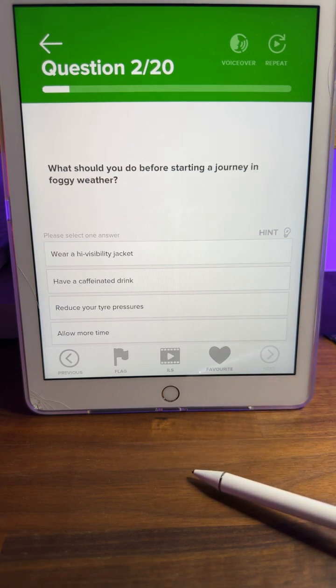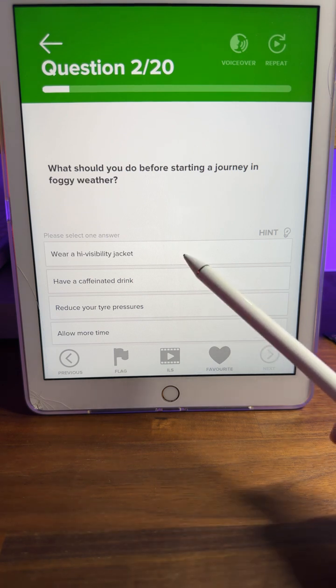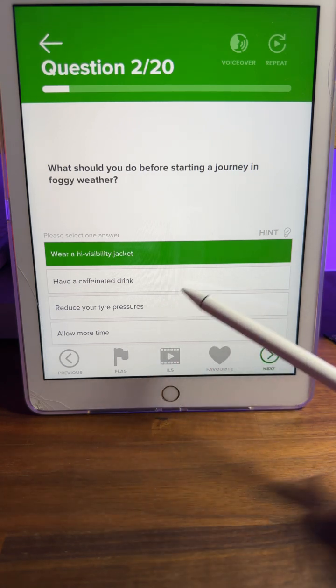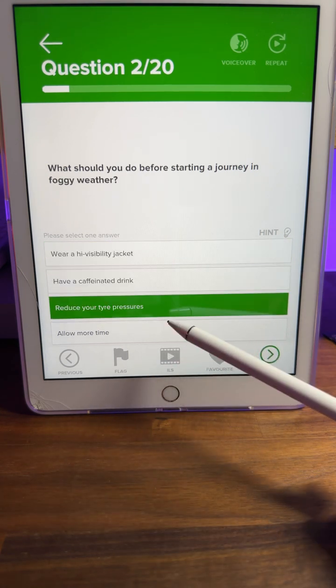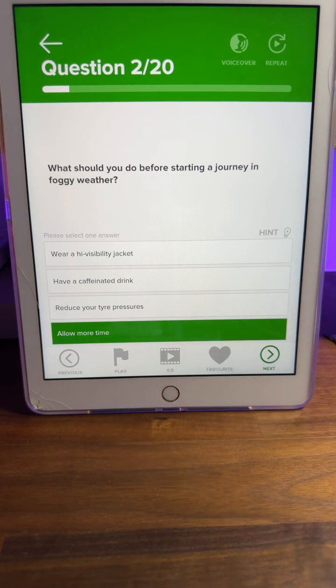Okay, question number 2. What should you do before starting a journey in foggy weather? Is it wear a high visibility jacket, have a caffeinated drink, reduce your tire pressures, or allow more time? Okay, which one makes the safest option here? And obviously makes common sense as well.